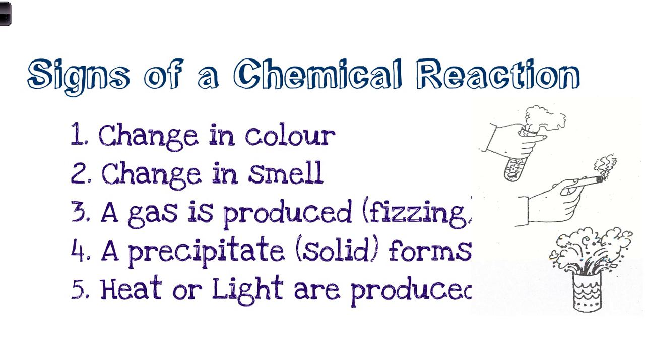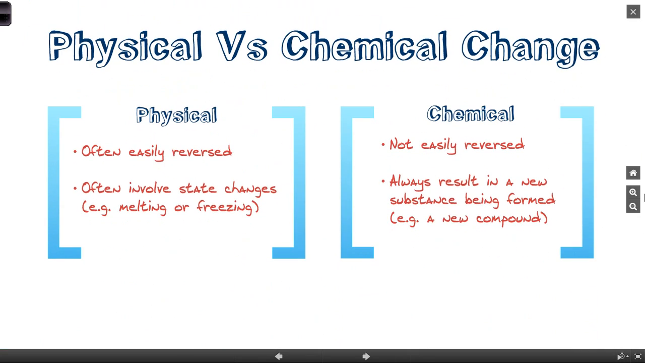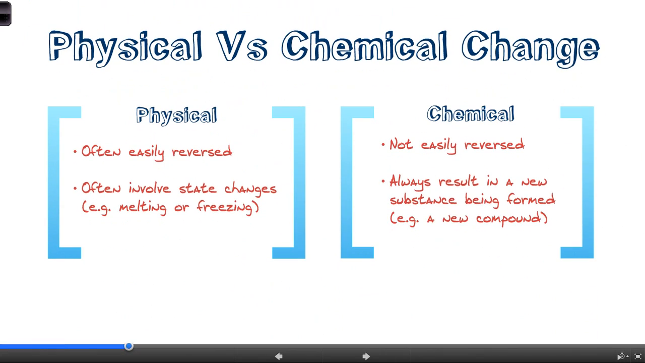So those are 5 signs of a chemical reaction, 5 clues that you've probably got a reaction going on if you've combined two things, or if you're heating something and these things happen. Alright. So, physical versus chemical change.